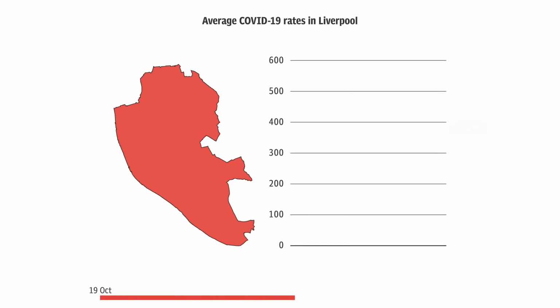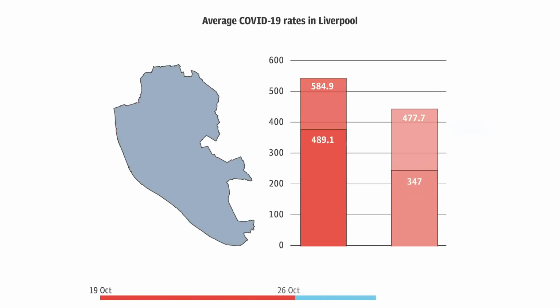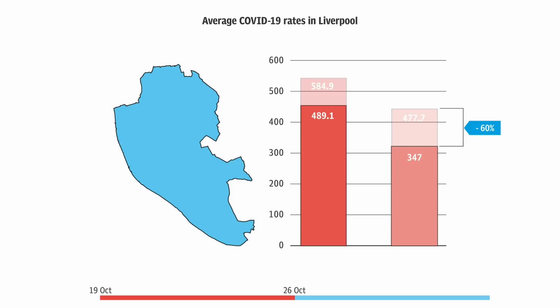In fact, if we zoom in on Liverpool, cases had actually fallen by 60%. Considering Liverpool was one of the first towns to go into the 3-tier system, was this proof that actually the regional restrictions were working and we didn't need a second lockdown at all?